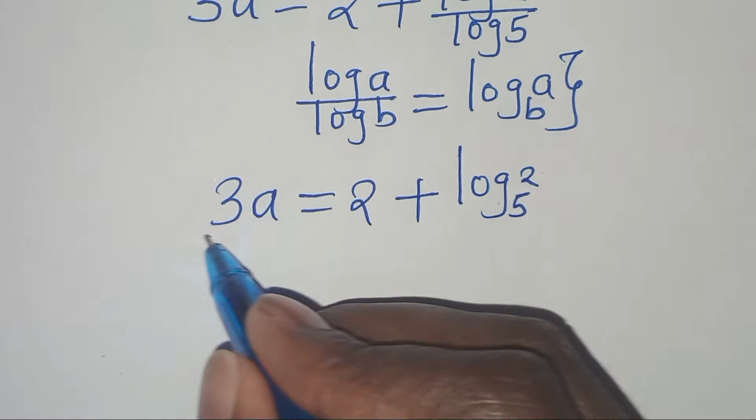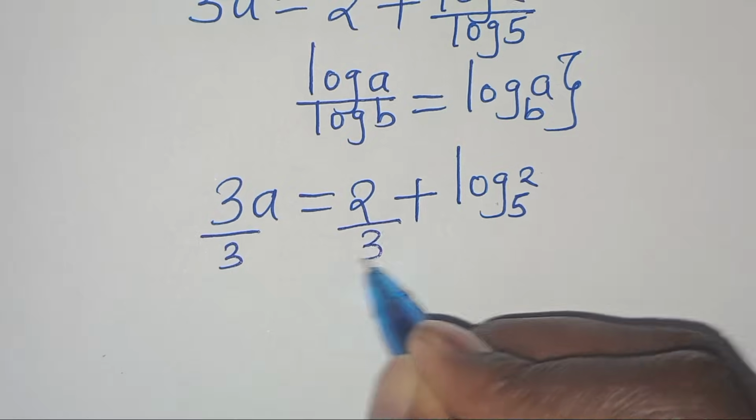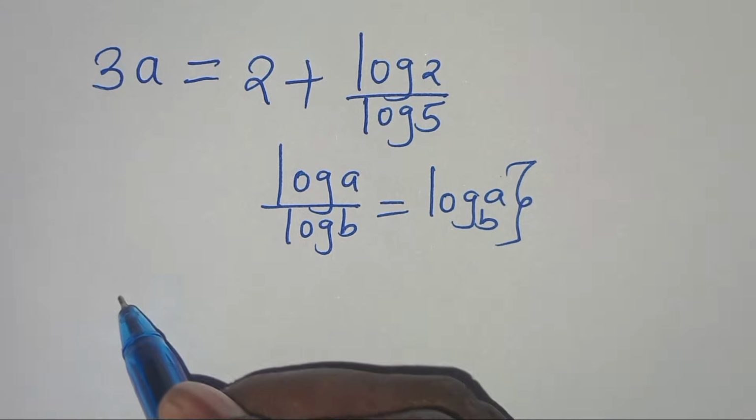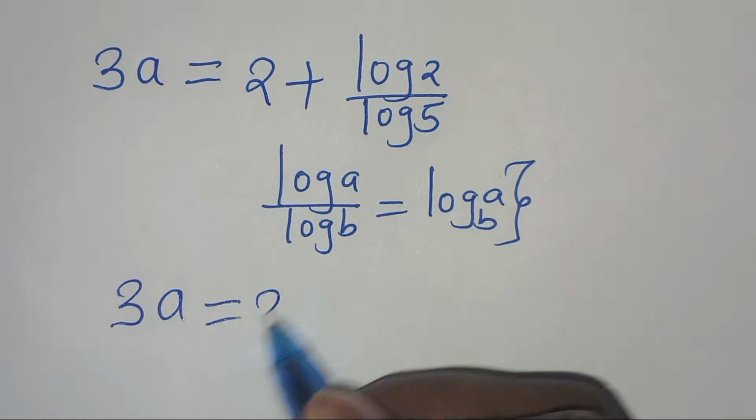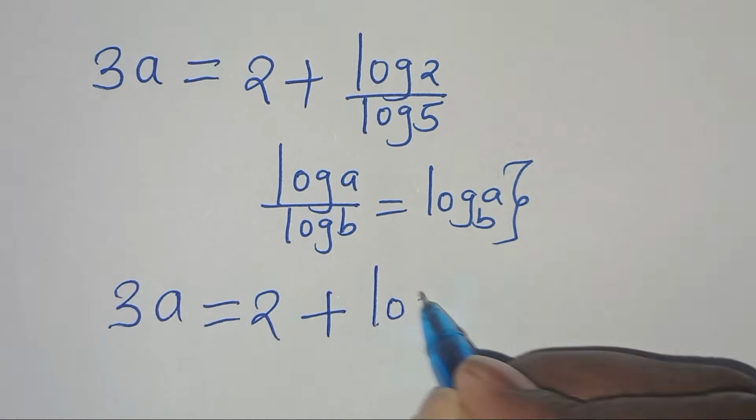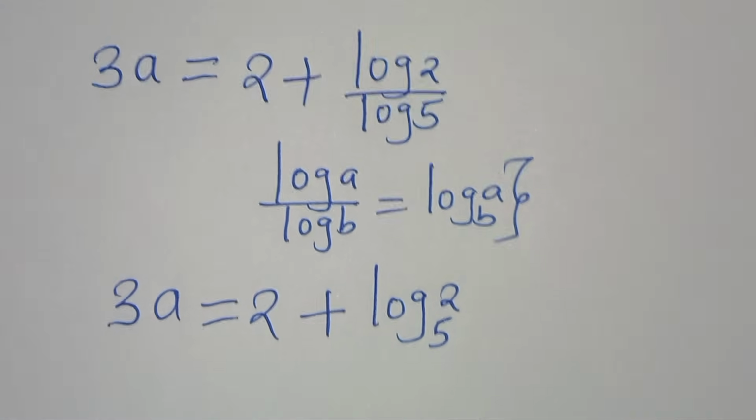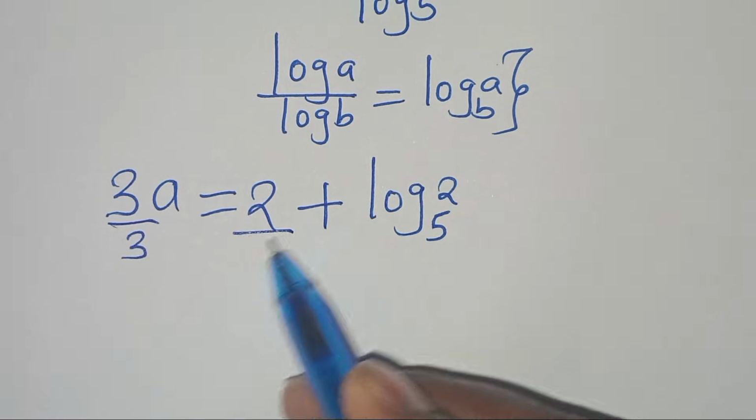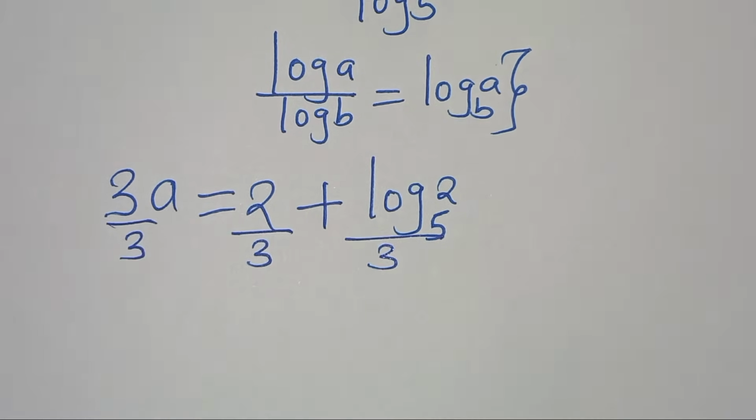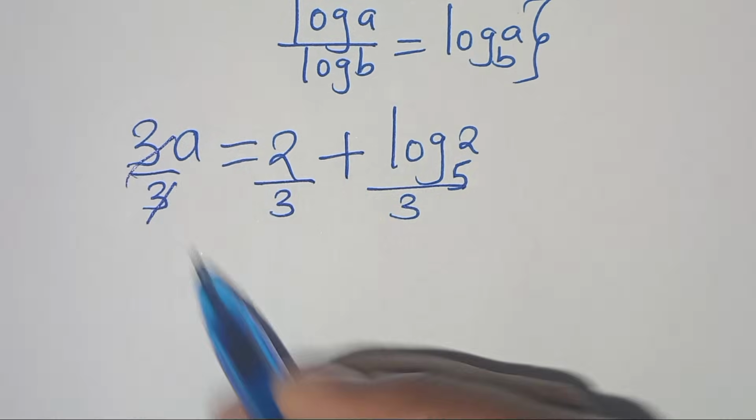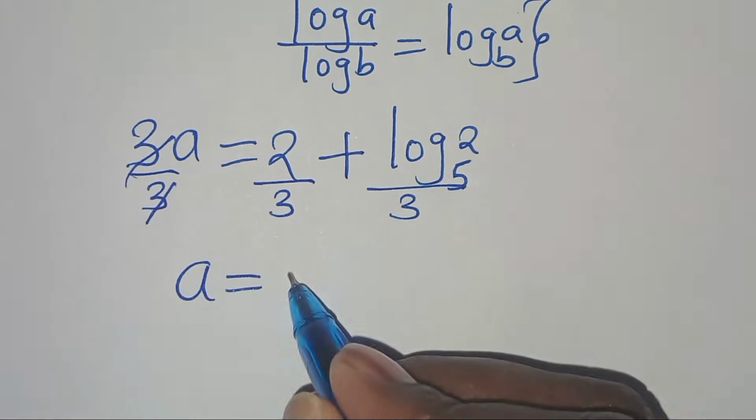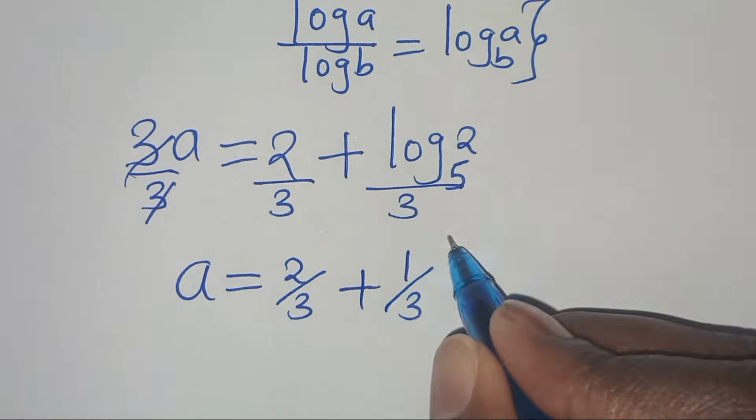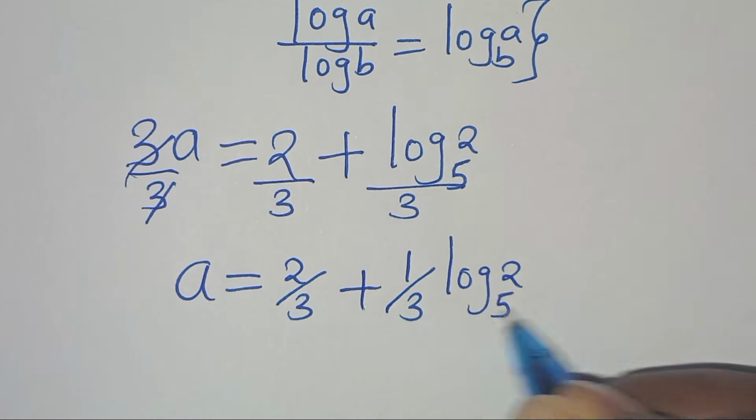Now, the next step is to divide both sides by 3. So we divide everything here by 3. Here we have 3 and here we have 3. So that now we have that a is equal to 2 over 3 plus 1 over 3 times log 2 to base 5.